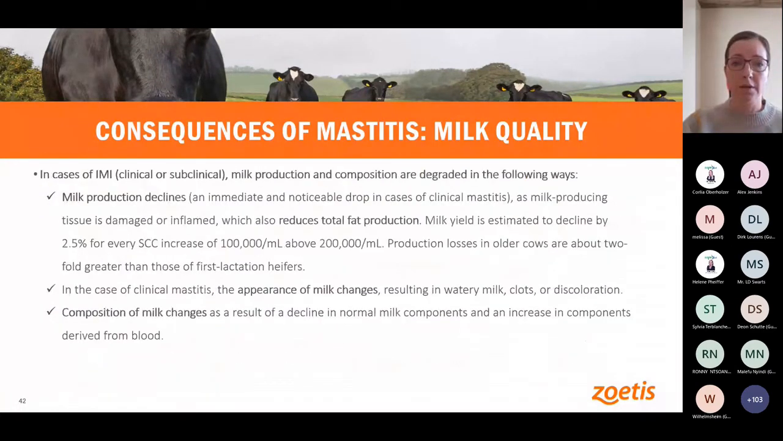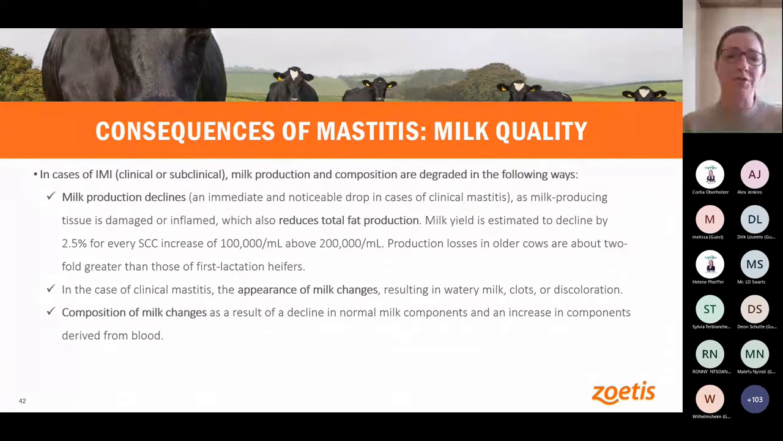So in the case of an intramammary infection, the milk production will drop, but also the composition will change. How that will change we'll go into just now, but the appearance of the milk might change. So remember we talked about the watery milk, the clots, the discoloration.